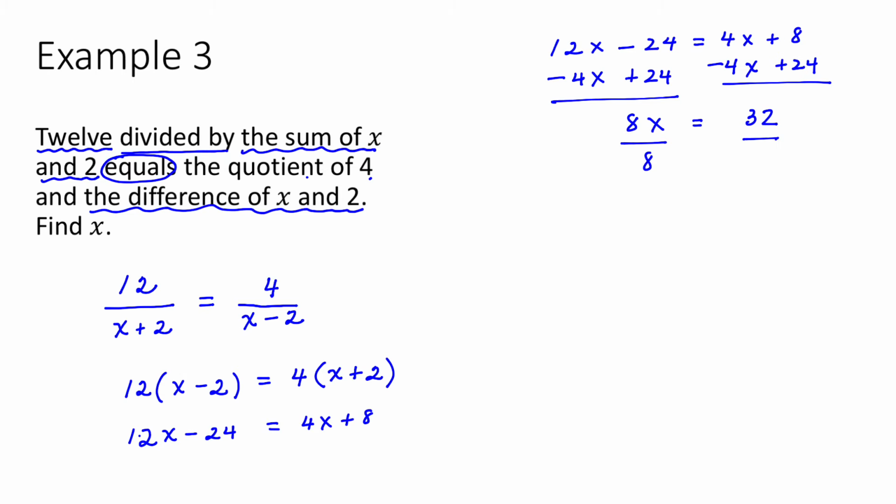So I can divide both sides by 8. And x equals 4. And it's just asking me for the value of x. It doesn't have any units. So 4 is my final answer there. Now again, I do want to make sure that it doesn't give me 0 in the denominator. So 4 plus 2 is 6, 4 minus 2 is 2, so no problems with not having a solution.